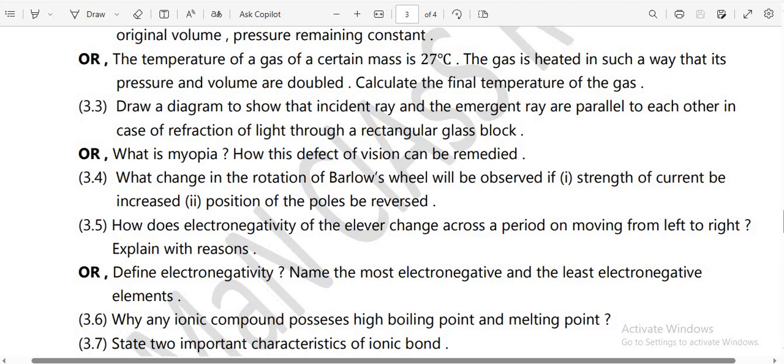3.5 Or define electronegativity. Name the most electronegative and the least electronegative elements.